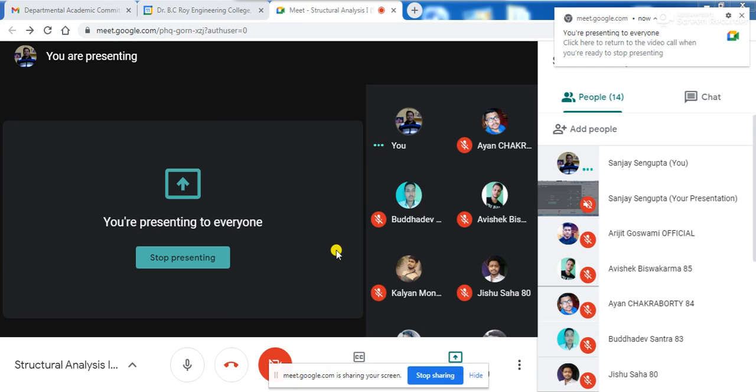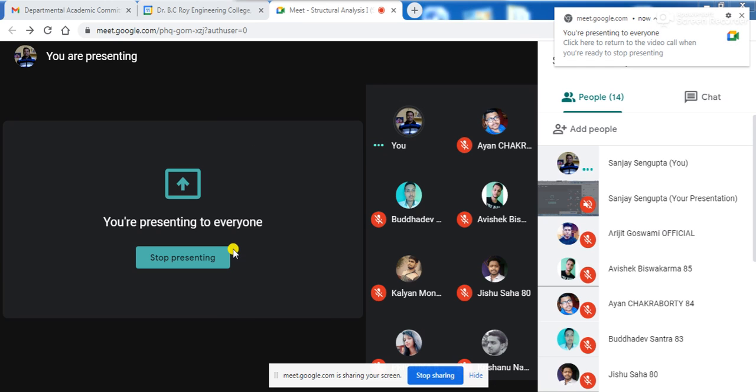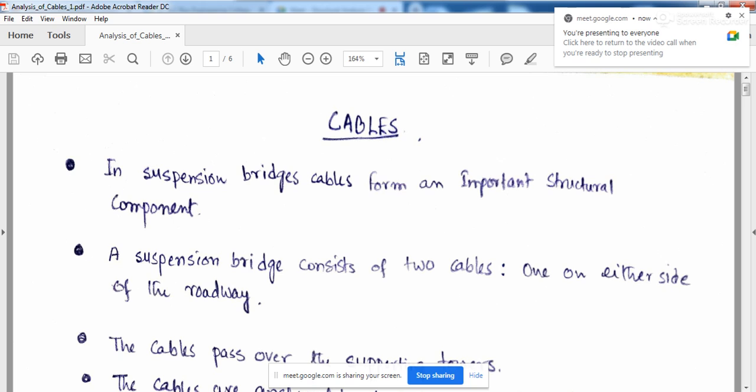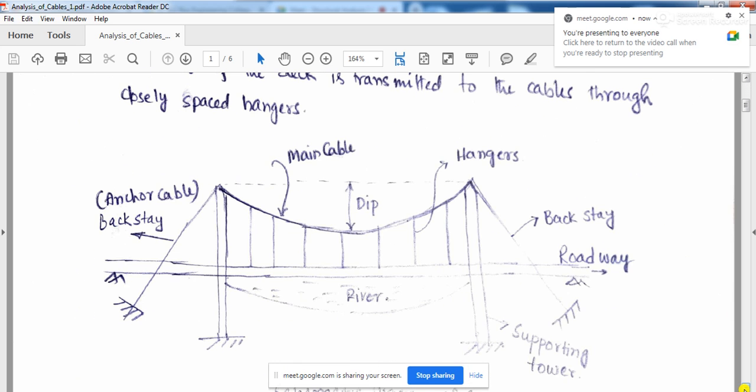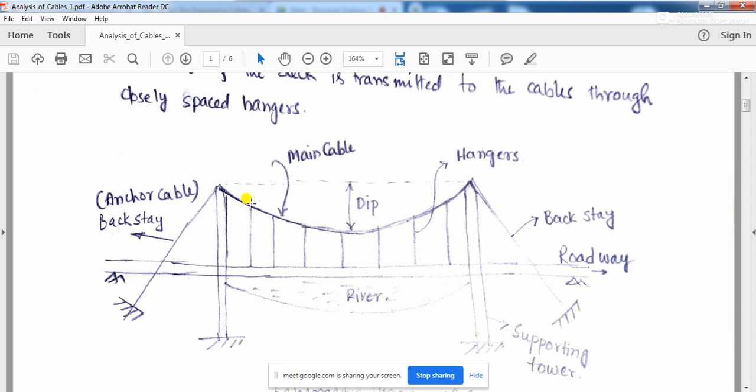So we are discussing cables, right? Analysis of cables. Now for analyzing a cable structure, as you have understood very clearly, this kind of cable structure will be subjected to a tensile force only. And how will the cable be loaded? Cable will generally be loaded by some uniformly distributed load, okay.